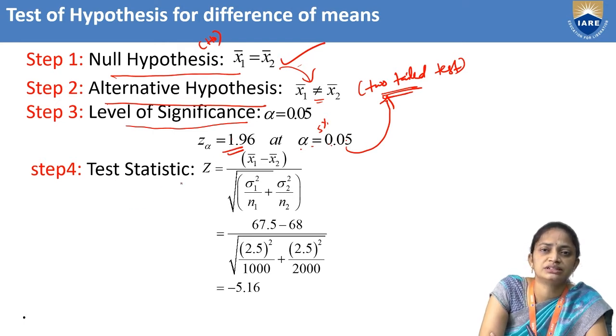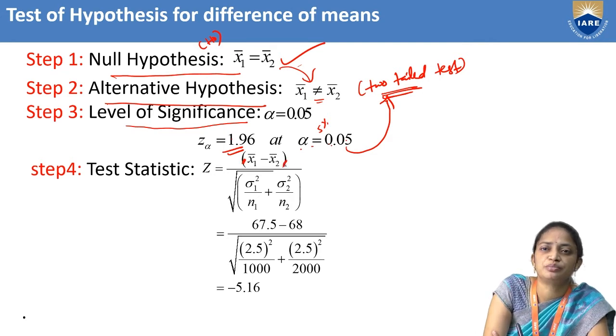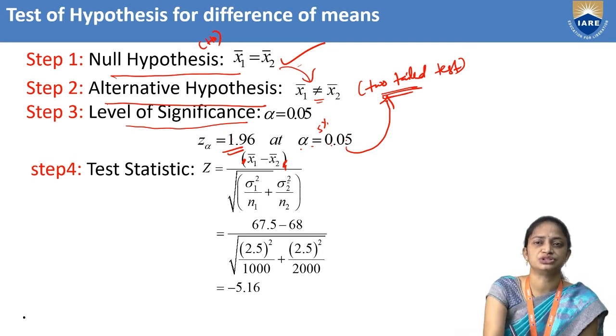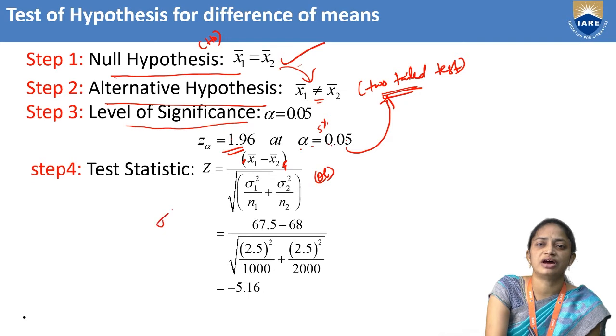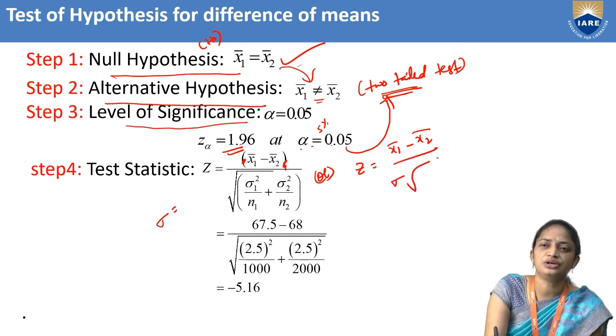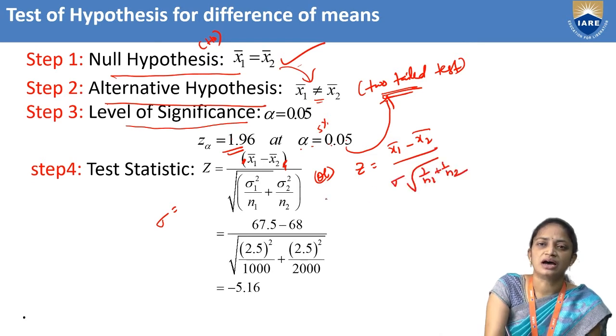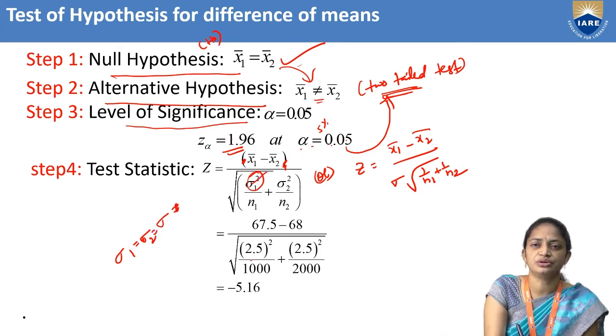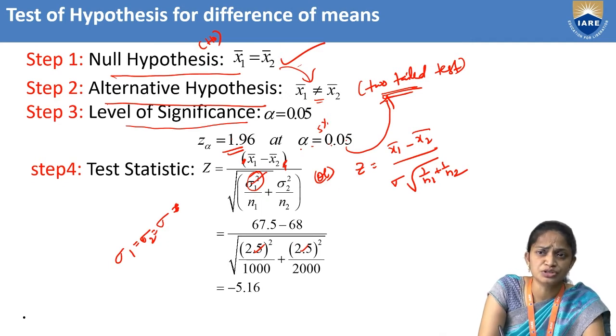Okay, so next, the test statistic. Here we need to write the formula. The formula is z equal to x1 bar minus x2 bar divided by the square root of sigma1 square by n1 plus sigma2 square by n2. But here we have only one sigma, since sigma1 equals sigma2 equals sigma. So I write z equal to x1 bar minus x2 bar divided by sigma into the square root of 1 by n1 plus 1 by n2.